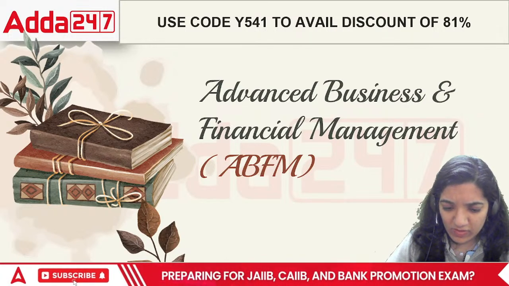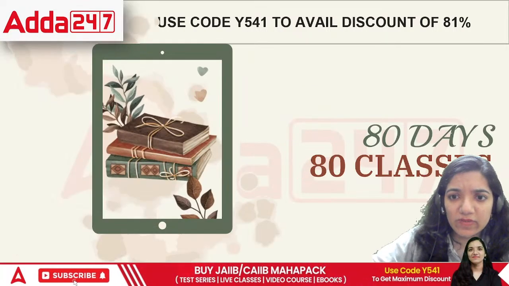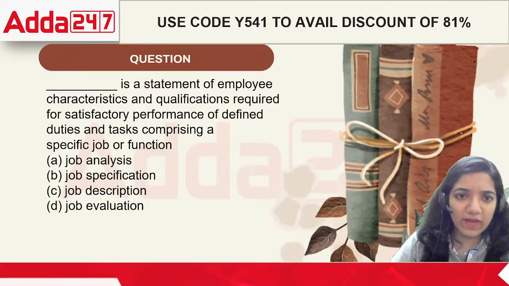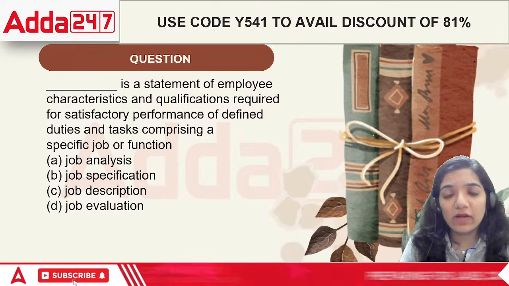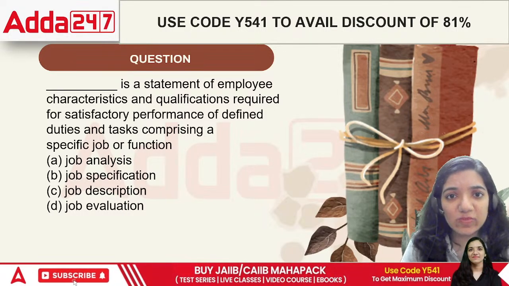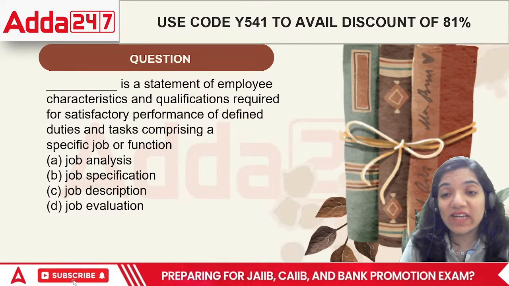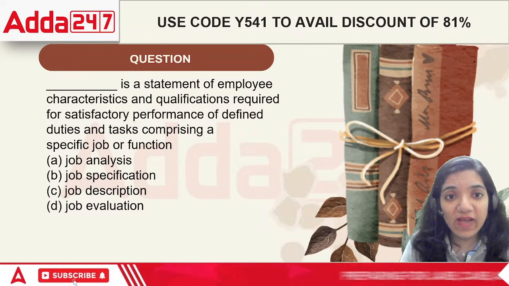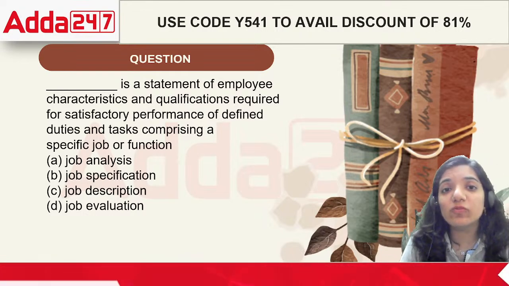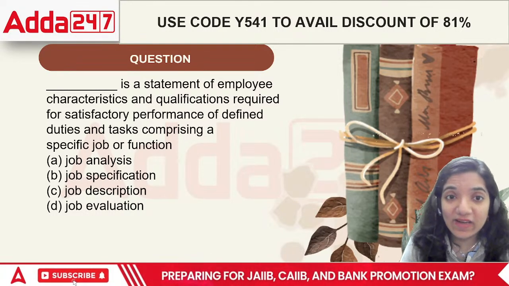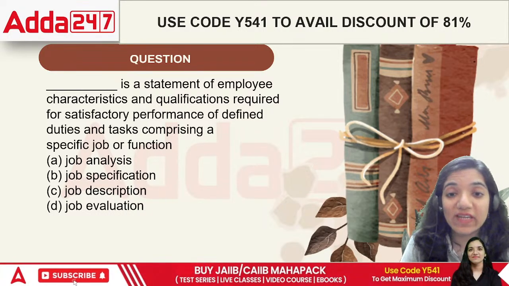What are we going to talk about? Last class, we were dealing with various questions regarding module A. Continuing with module A today, the first question says that dash is a statement of employee characteristics and qualifications required for satisfactory performance of defined duties and tasks comprising a specific job or a function. What are the employee characteristics and the qualifications that are required for satisfactory performance?